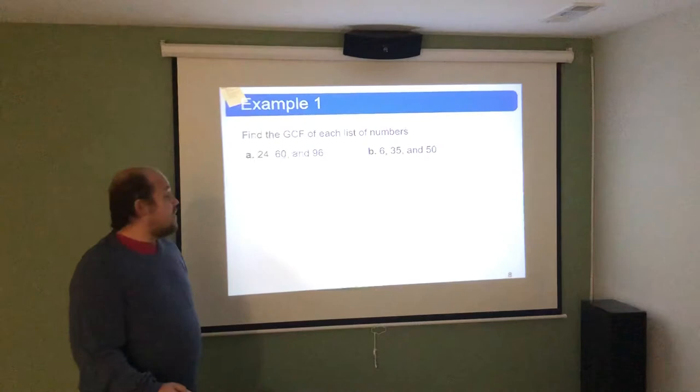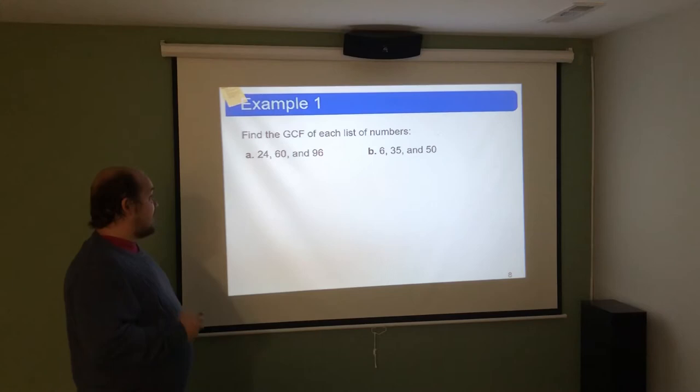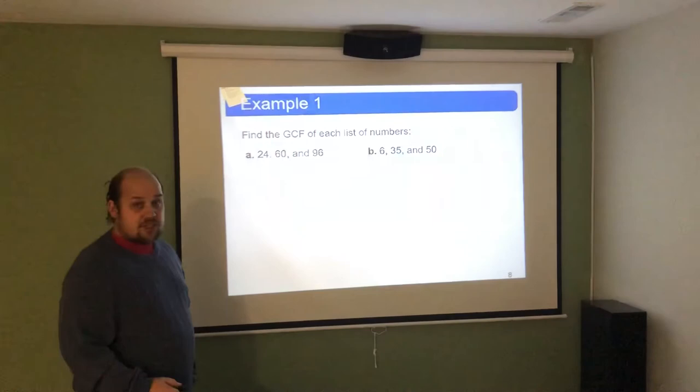Find the GCF of each of the list of numbers. So when I go to find these GCFs, I want to make a prime factorization tree. When I start with 24, I can break it into 6 times 4. 6 could break down into 3 times 2 and 4 into 2 times 2. So I'd have 2, 2, 2, 3 as my prime factorization. I did that by breaking it into 6 and 4.